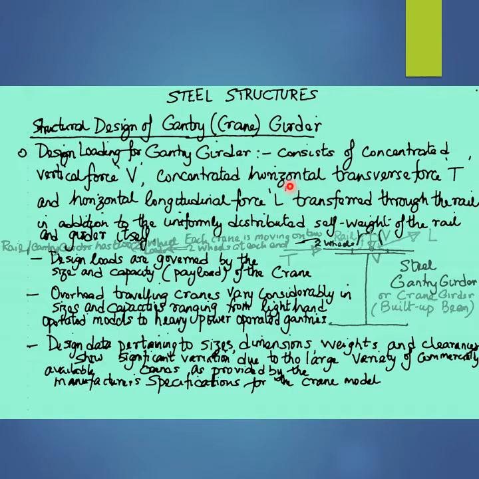while the horizontal dynamic longitudinal force L that is deemed to act on the top flange of the steel gantry girder or steel crane girder, illustrated as a built-up beam in this figure, is generated by the acceleration and braking of the crane as a whole.